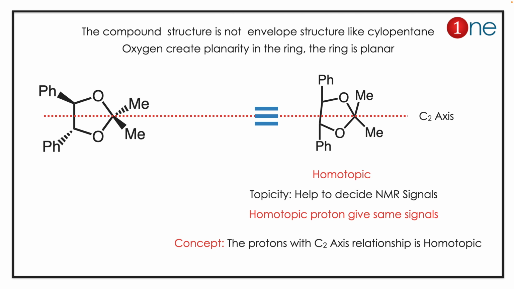The groups related by a 180 degree rotation are often considered homotopic. So it's a homotopic proton. Why is topicity important? Because homotopic protons give the same NMR signal rather than different ones. So topicity decides the NMR signal.